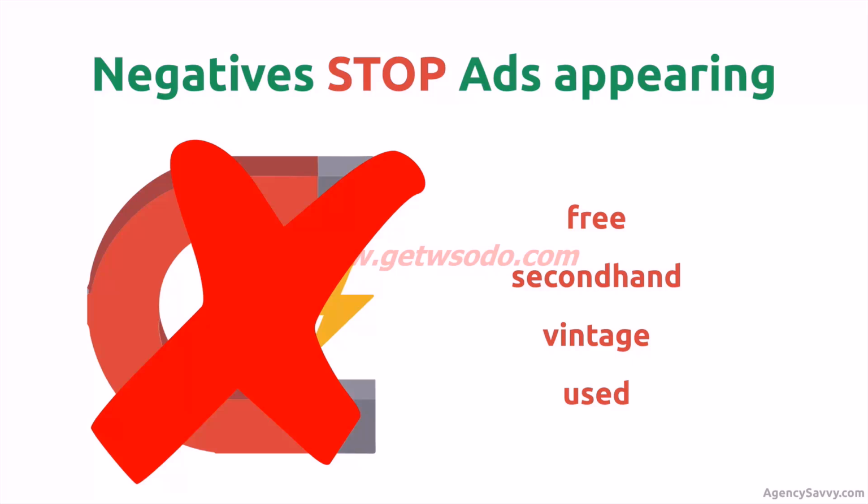Now you don't need to worry about negs if you do follow my advice and only use exact match keywords, because you're not going to run into trouble with exact match keywords. But once you move on to phrase and modified broad match types, then you're going to need more negatives to give you control over who sees your ads.